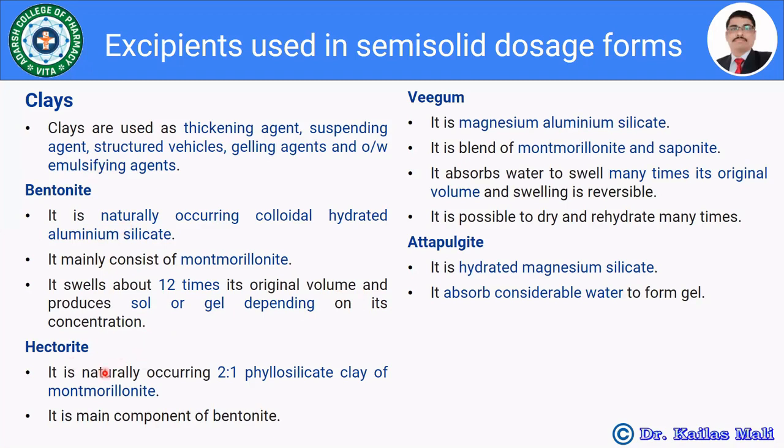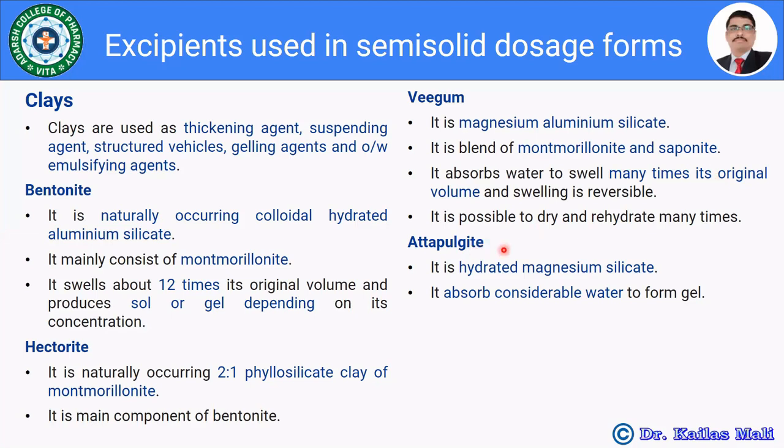Then hectorite, it is a naturally occurring 2:1 phyllosilicate clay of the montmorillonite, the main component of the bentonite. Then Veegum. Veegum is a magnesium aluminum silicate. It is a blend of saponite and montmorillonite. It absorbs water to swell many times its original volume, and the swelling is reversible. So it is possible to dry the Veegum and rehydrate it many times. The whole preparation is stable.